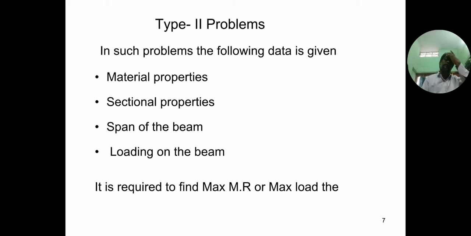Maximum MR. Material properties, sectional properties, span of the beam, loading on the beam. With the MR, we will find out the Ast, area of the steel.